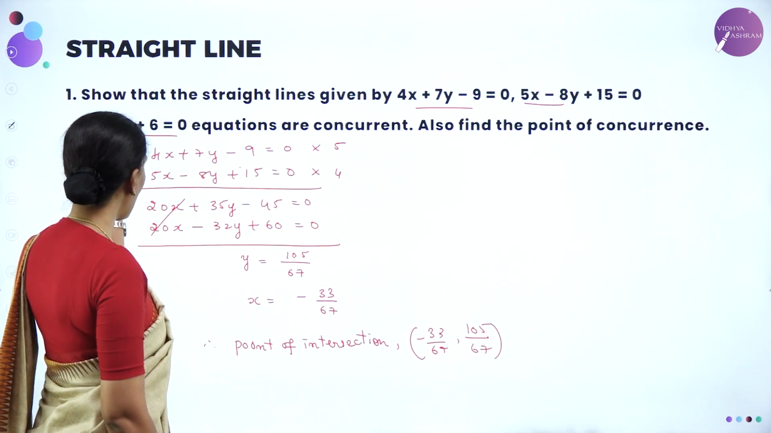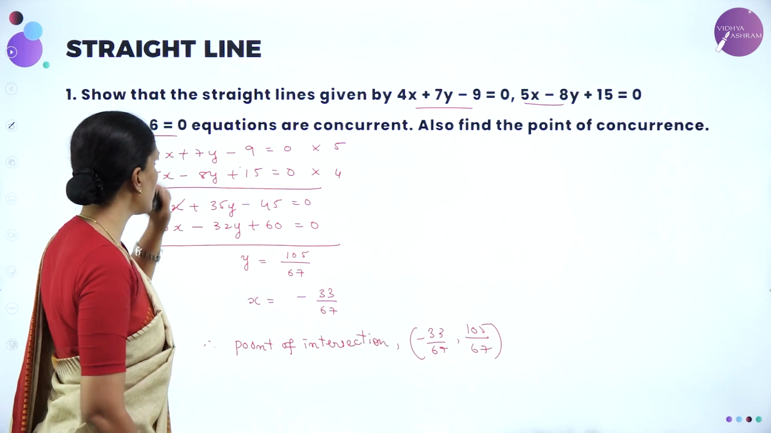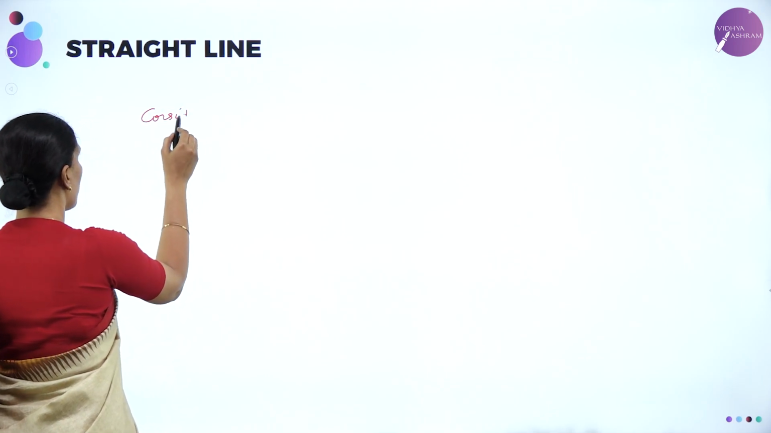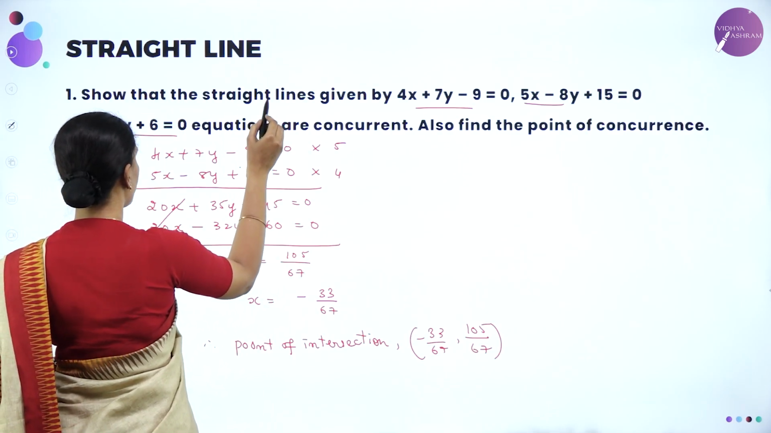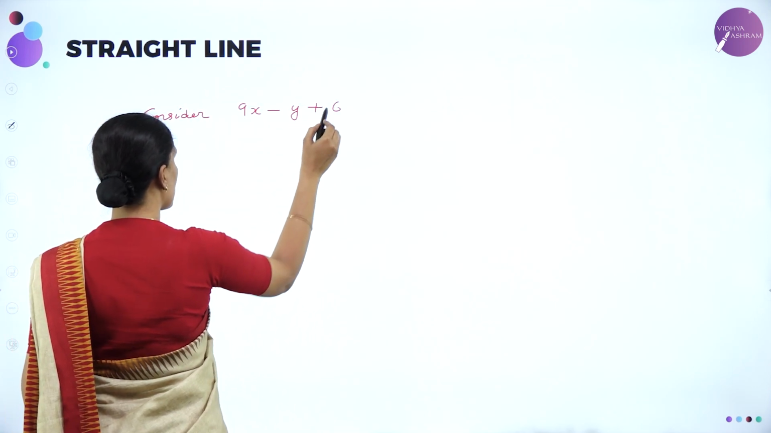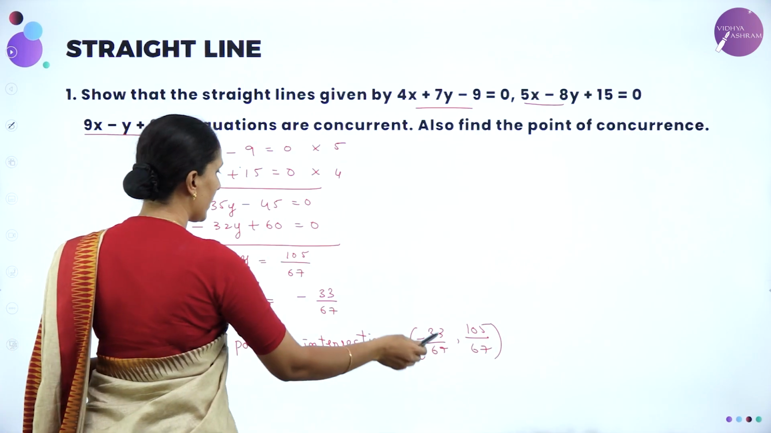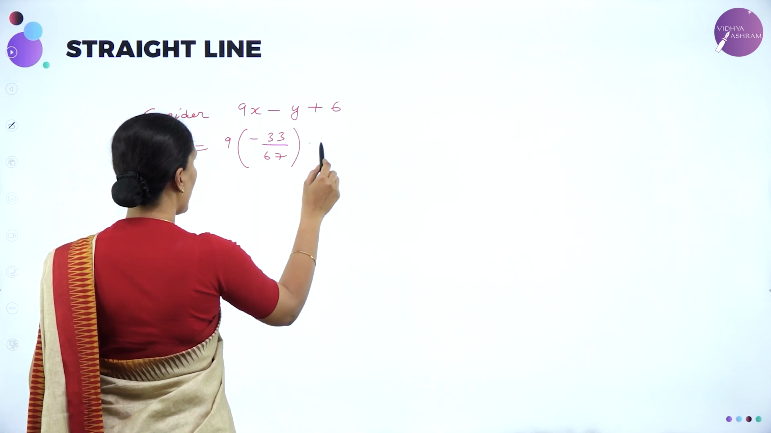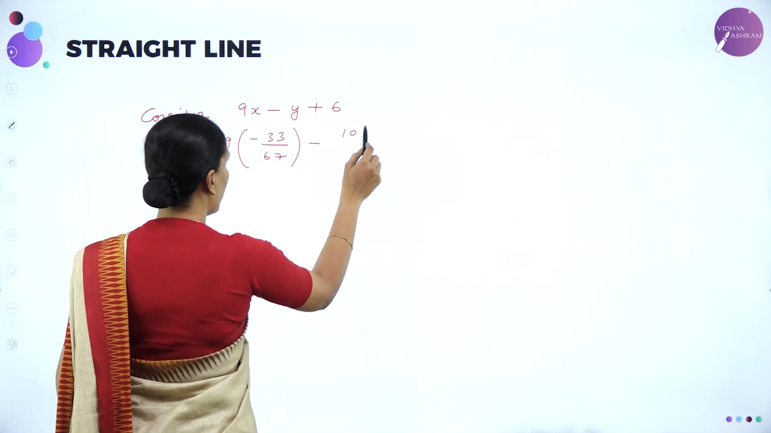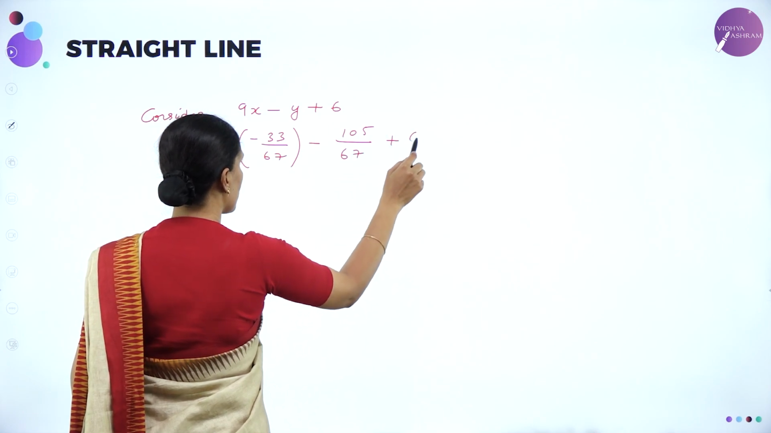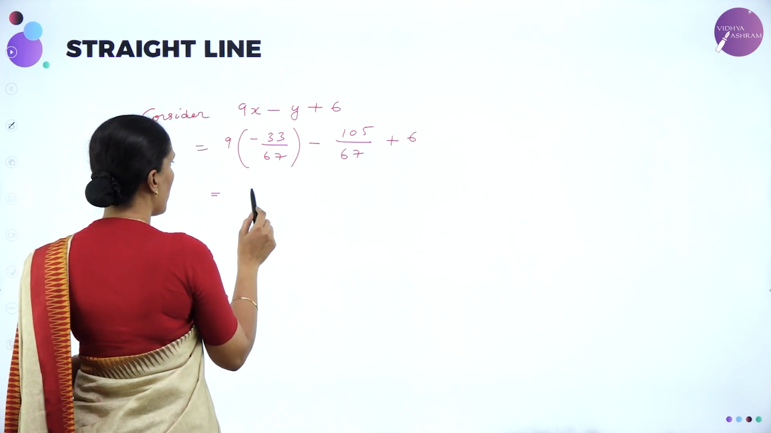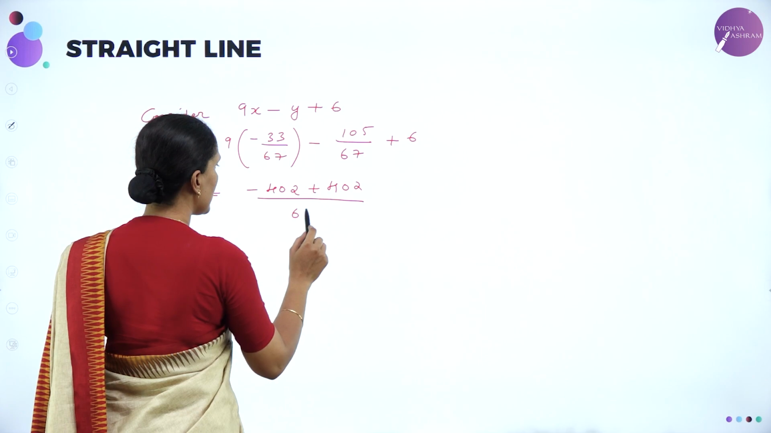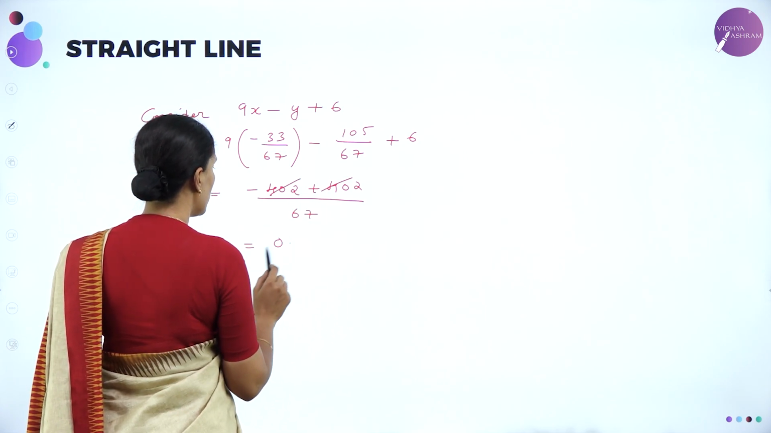Now, if the line passes through this point, then the equation should be equal to 0. Now, consider 9x - y + 6. So, let us substitute the values of x and y here. So, 9 into -33/67 minus 105/67 plus 6. So, solving this we will get (-402 + 402)/67, which will be equal to 0.